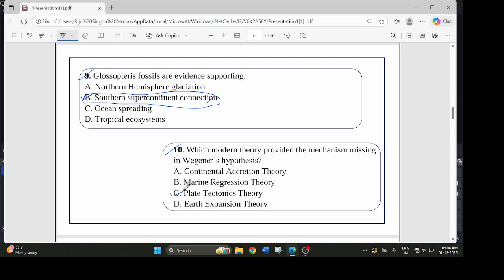This theory incorporated seafloor spreading and subduction zones and earthquakes, and provided the comprehensive mechanism of mantle convection that could move the continents, thus solving the major weakness of Wegener's hypothesis. So the correct answer is plate tectonic theory.